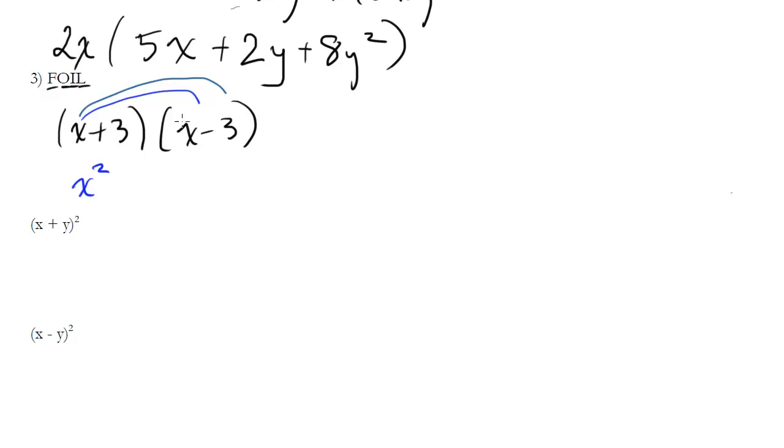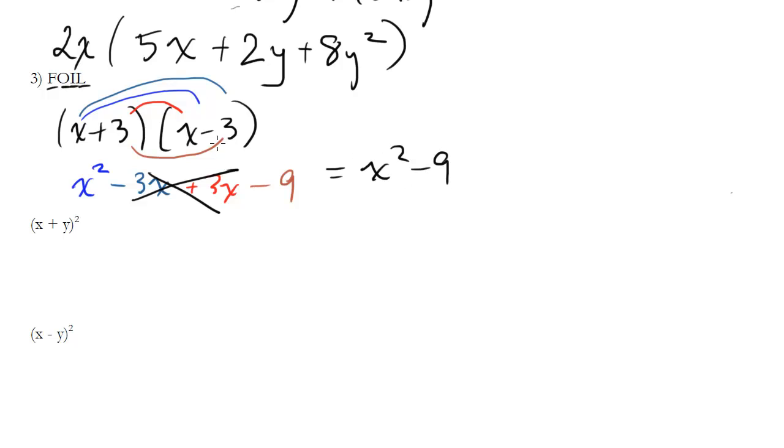Minus 3x. Now I'll do the inside. So 3 times x is plus 3x. And then the last, 3 times negative 3 is minus 9. So notice here, negative 3x plus 3x will cancel, and I'm just left with x squared minus 9, which makes sense because this is the difference of two perfect squares, right? But that's foiling. It's the first, then the inside, then the outside, or whatever you want to do it in. The first, outside, inside, last.